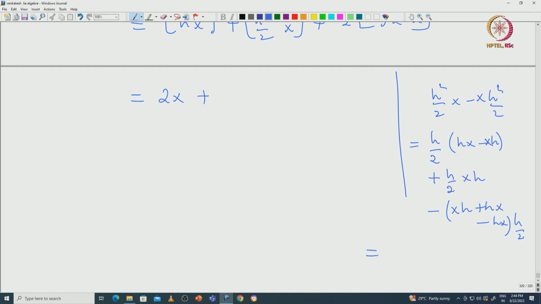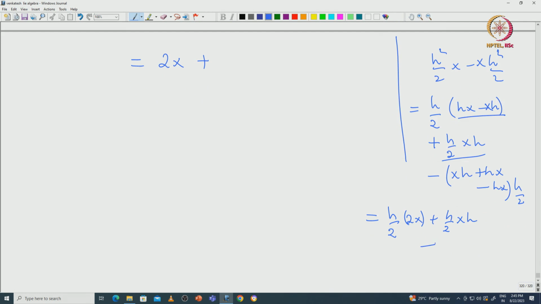So, what you get? You get h by 2. So, this is going to be bracket h x, so that is 2 x, and this is going to be as it is plus h by 2 h x minus this, and this you can add up. So, this is going to be plus h x. So, 2 x h by 2, and then this is minus h x, so h x h by 2.